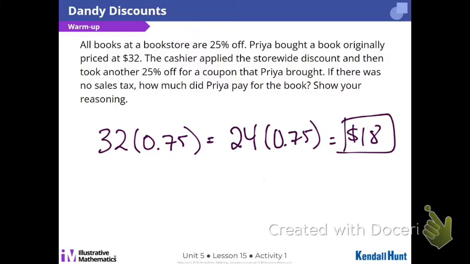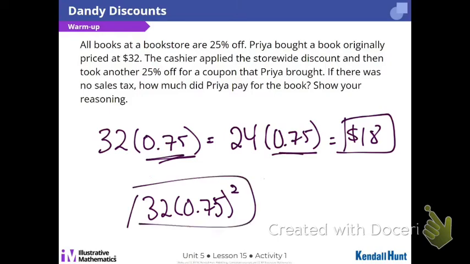So you're saying if I multiply by 0.75 twice, I could do 0.75 squared? Yeah, you could. Wow. This is the same thing. Times 0.75 times 0.75. You could do this. It's the same thing as 32 times 0.75 times 0.75. Cool. Evan's making a little connection to what we've been doing.